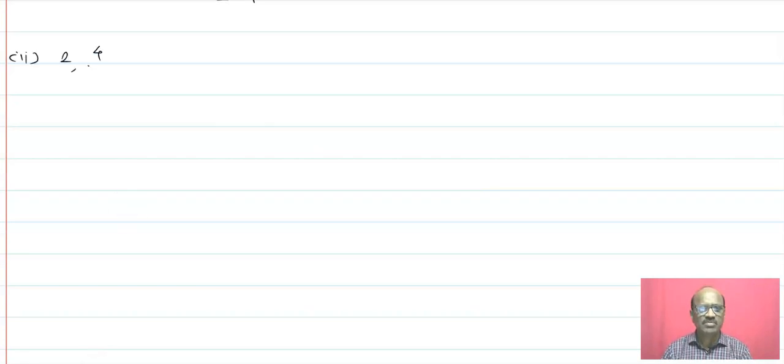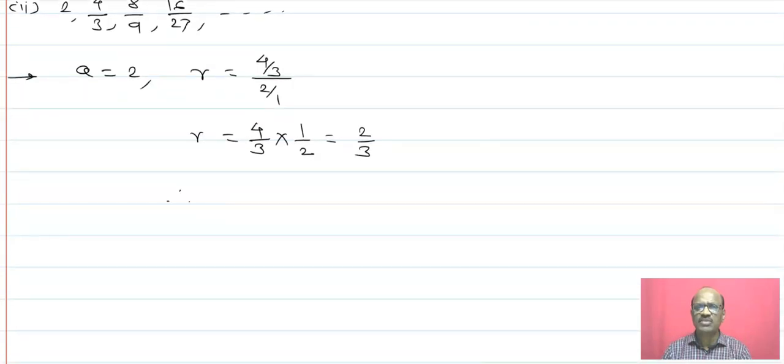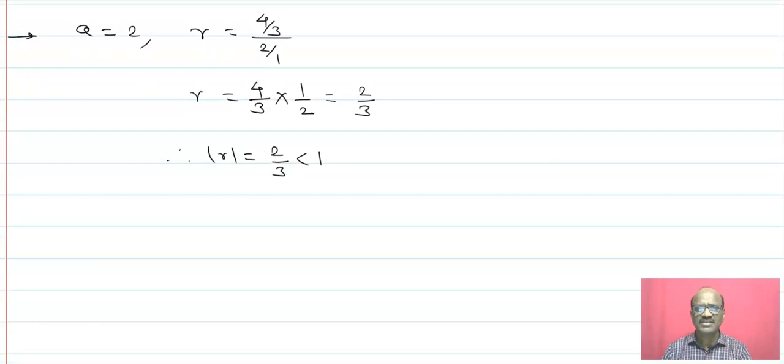Now the next problem is 2, 4 upon 3, 8 upon 9, 16 upon 27, and in this way a is equal to 2, r is equal to 4 upon 3 upon 2. That is 2 is nothing but 2 upon 1, that is 4 by 3 into 1 upon 2. It becomes 2 upon 3, and the value of r is again less than 1. Therefore sum to infinity exists, and s is equal to a upon 1 minus r.